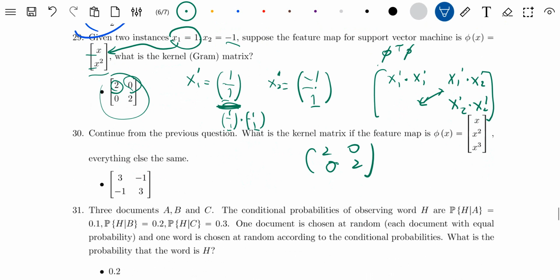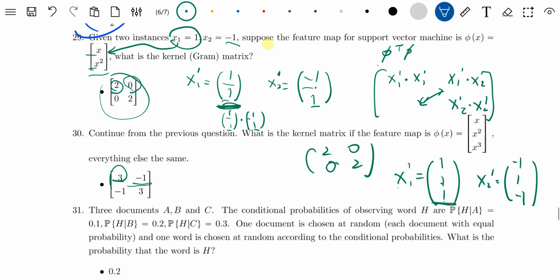Next one is exactly the same, except you have different features. So this is 1, 1, 1, and the other one is -1, 1, -1. The first entry is this dotted with itself, so it's 1 times 1, 1 times 1, 1 times 1. Add them up, you get 3. And this entry is x1 prime dot x2 prime, so it's -1 plus 1 minus 1, so it's -1, and similar for the other two entries.